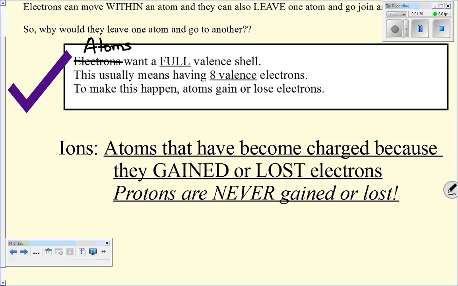Ions are no longer atoms. Remember, atoms have to be neutral. So in order to be considered an atom, you're neutral. An ion is actually something that used to be an atom but became charged because of gained or lost electrons. It's extremely important to remember and understand. Protons are never gained or lost. So if something's positive, it's not because it gained protons. It's actually because it lost electrons. So the number of protons has to stay the same within an atom.